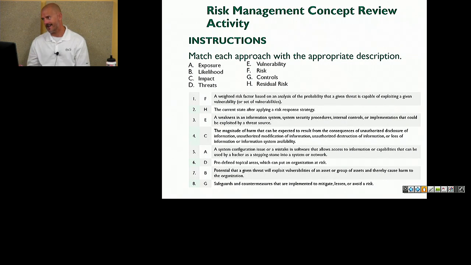So don't forget that. Number 2, the current state after applying a risk response strategy is the residual risk. Number 3, the weakness in an information system, the system security procedures, internal controls, or implementation that could be exploited by a threat source is vulnerability. Number 4, the magnitude of harm. You can stop right there. If you remember it, it's impact.